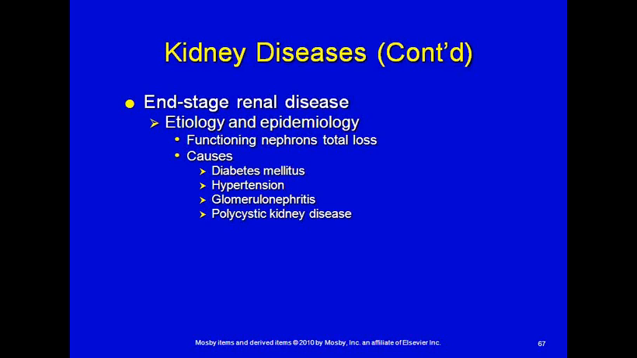Diabetes and hypertension are the two most common causes of functional nephron loss and end-stage renal disease. Diabetes has a lot to do with the chronic working of the kidneys, particularly with high blood sugars, and with hypertension the organ is just overworking and eventually fails. Glomerulonephritis and polycystic kidney disease are causes as well.